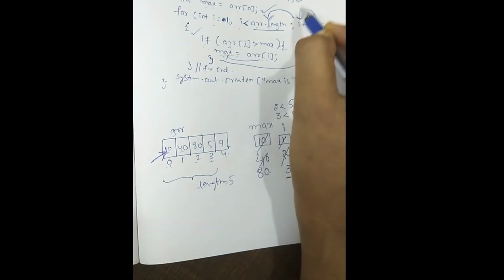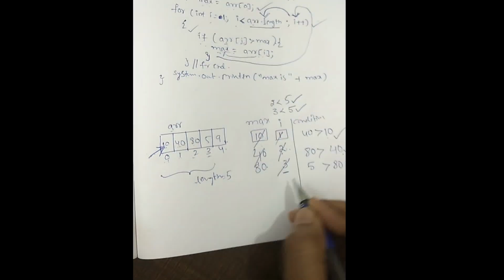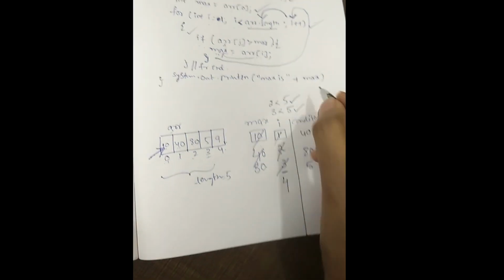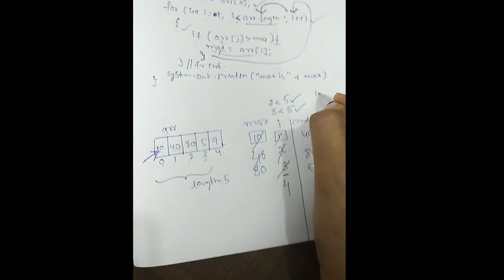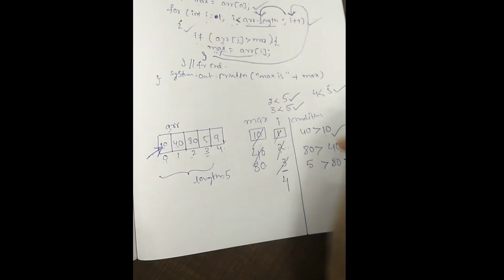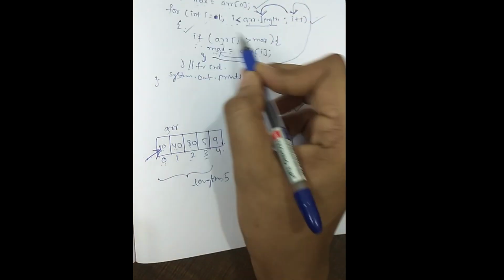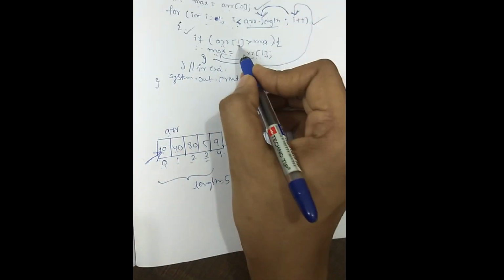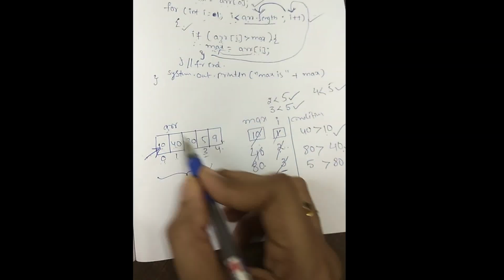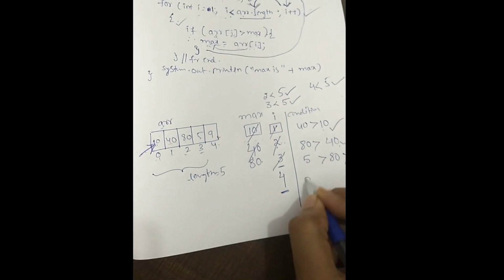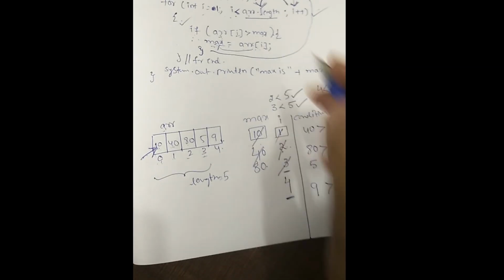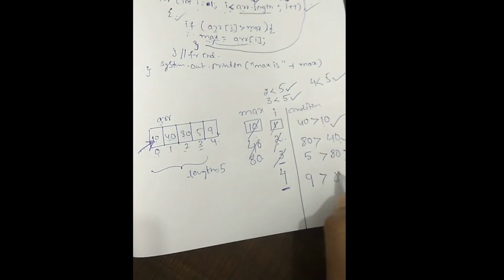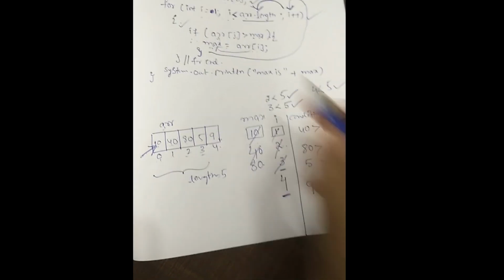Again we have to go to the increment. i value is now 3, then 4. Next, 4 less than 5, this condition will execute. Condition satisfied. Enter into the loop. Again the if condition. Array of i. i value is now 4. Array of 4, 9. 9 greater than max value 80. Condition not satisfied. We are not executing the if.